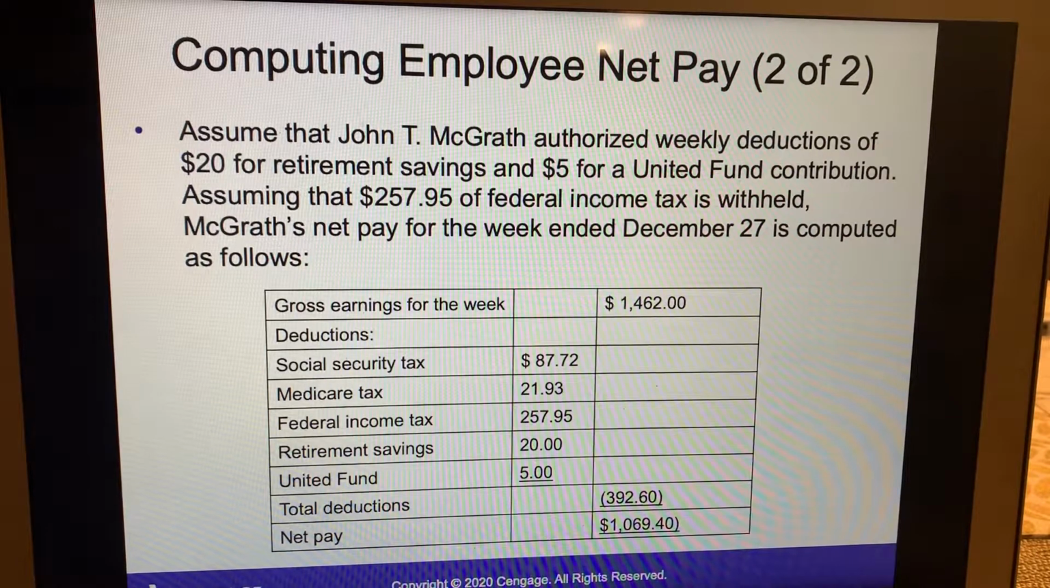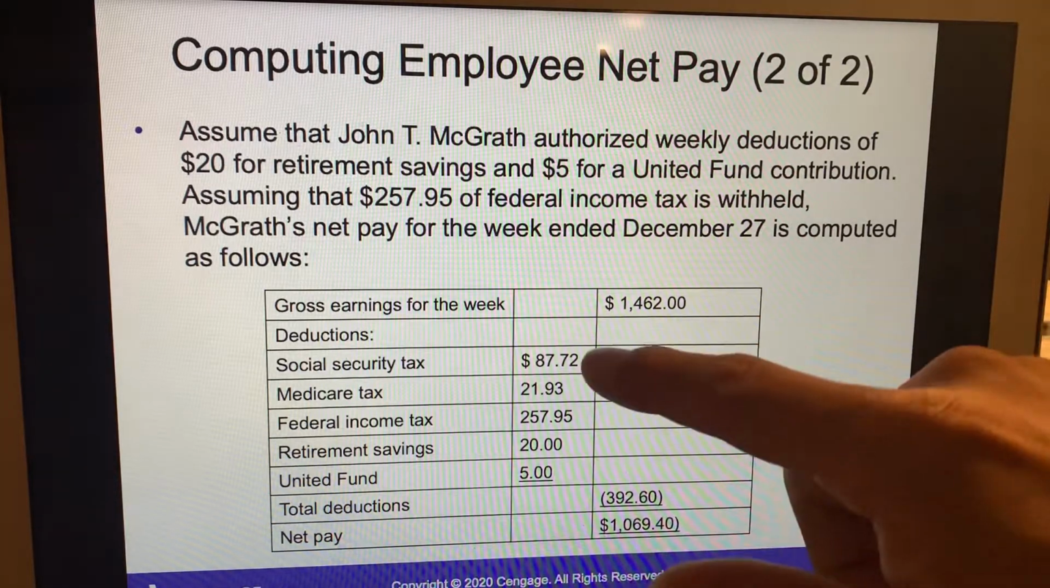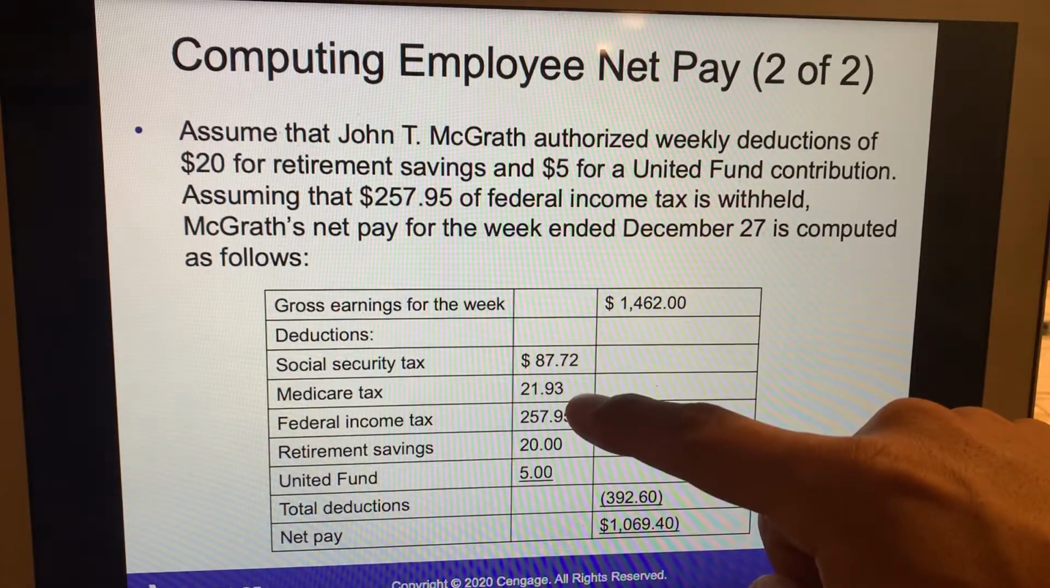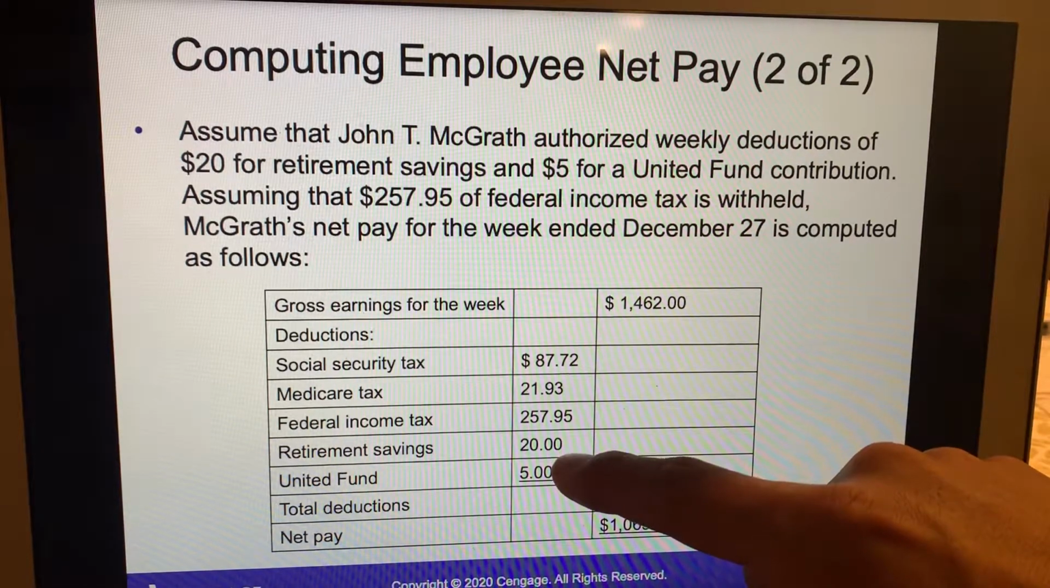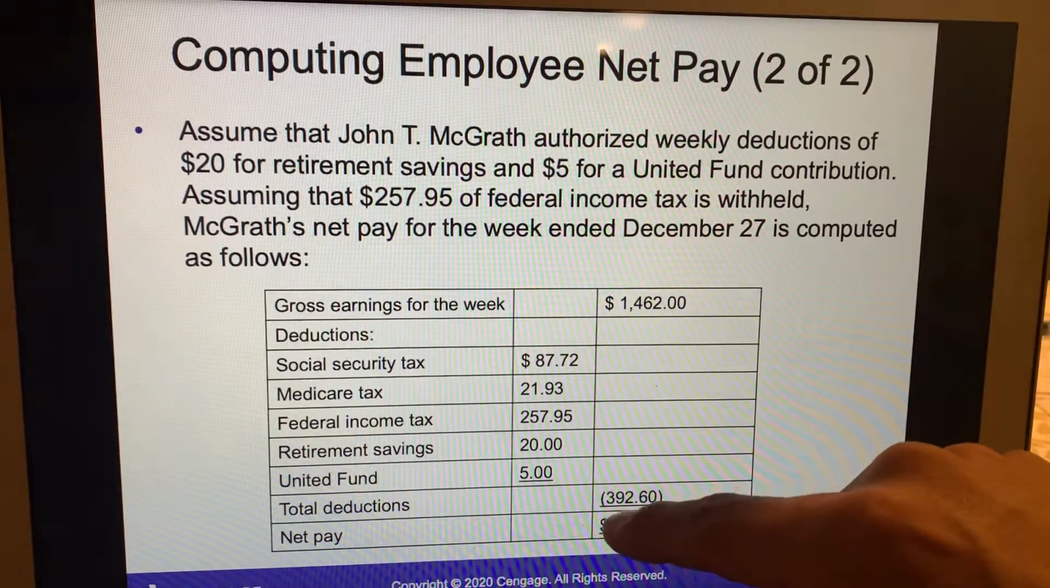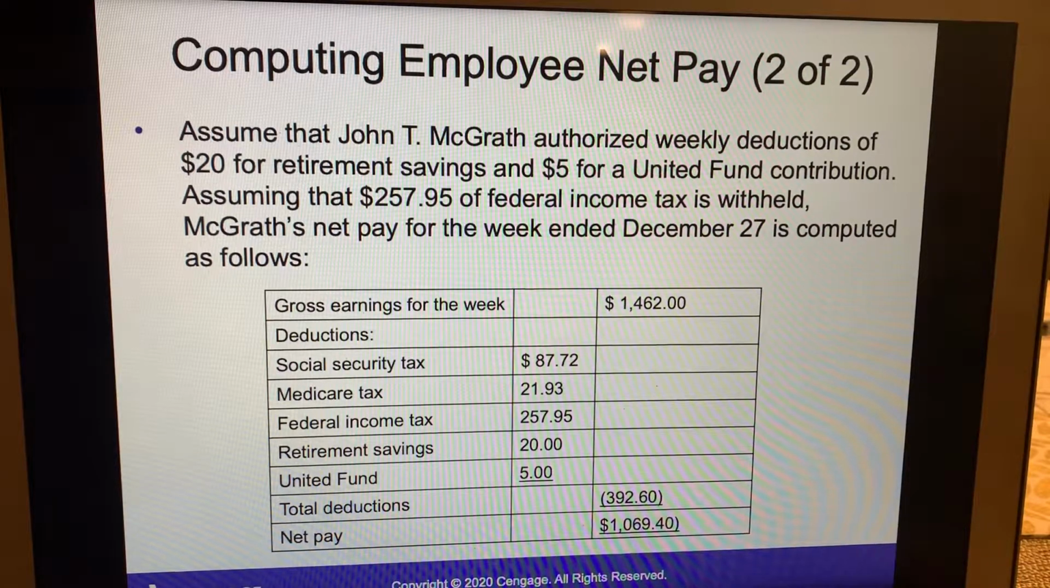So here's another example. Weekly deductions of $20 for savings, $5 for United Fund, and $257 federal income tax withheld. Net pay, so then we'll go through $87.72, $21.93, which we calculated, $257 income tax, $20 savings, and then United Fund, total is $392. Those are the total deductions. Then we subtract that from $1,462, and our net pay will be $1,069.40, okay?